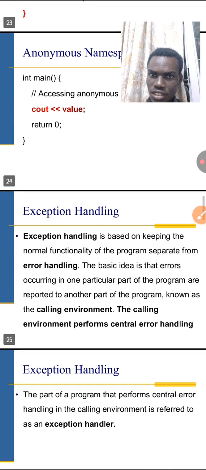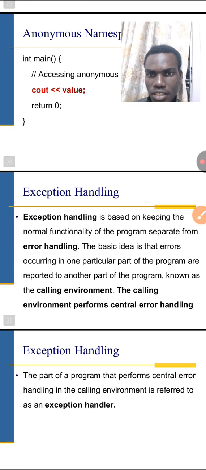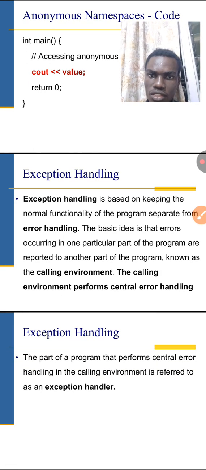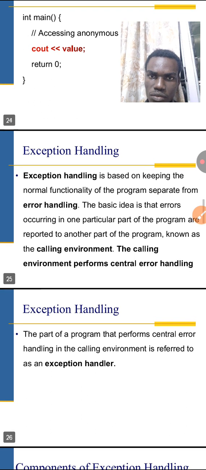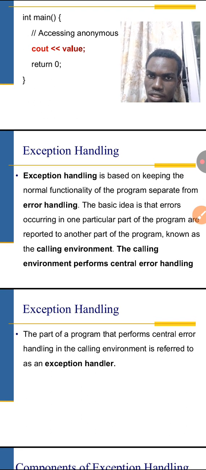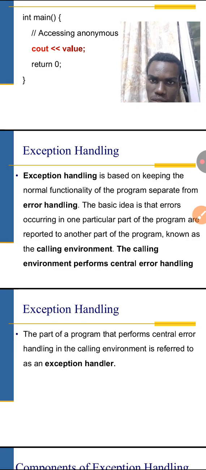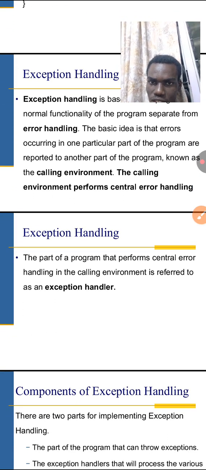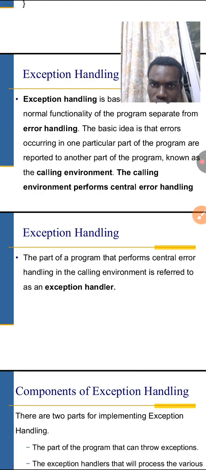Now let's look at exception handling. Exception handling is based on keeping the normal functionality of the program separated from error handling. The basic idea is that errors occurring in one particular part of the program are reported to another part of the program known as the calling environment. The calling environment performs central error handling. The part of the program that performs central error handling in the calling environment is referred to as an exception handler.